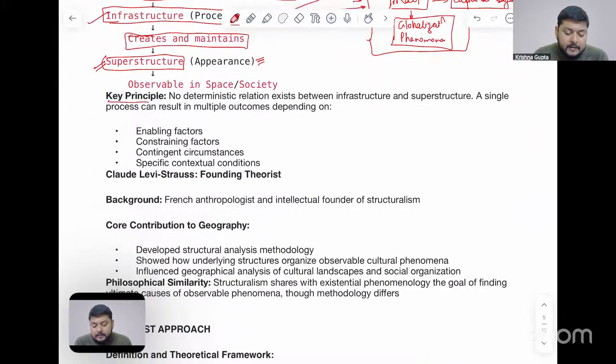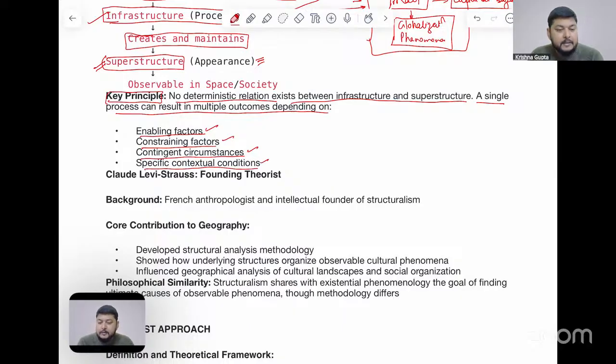Key principles we will see here: no deterministic relation exists between infrastructure and superstructure. A single process can result in multiple outcomes depending on number one, the enabling factors, the constraining factors, the contingent circumstances, and the specific contextual conditions. So these are the four factors which help us to understand the outcome, which can be driven by a single kind of process running under the imperative deep structure.